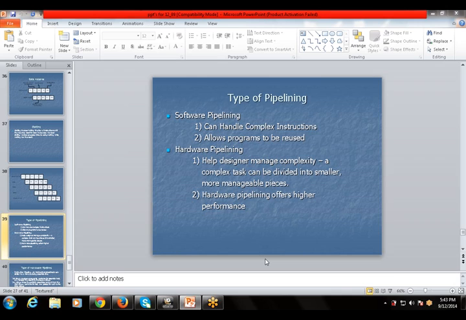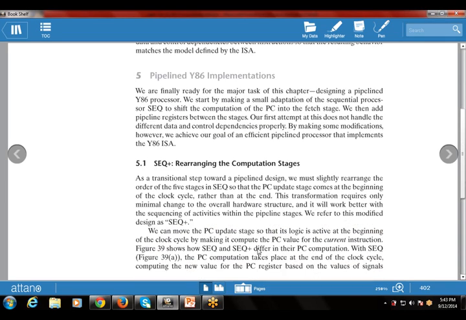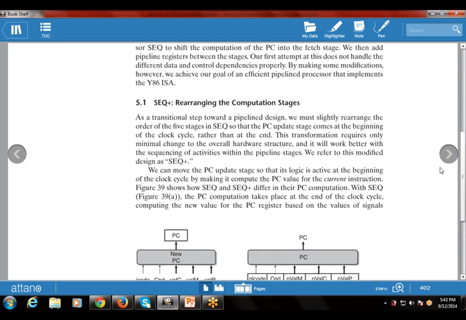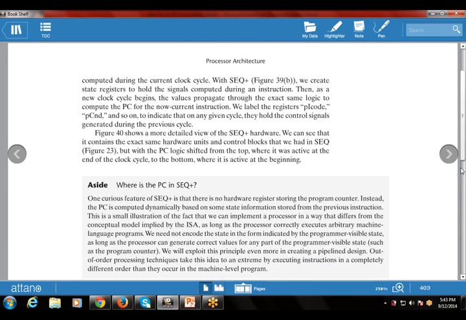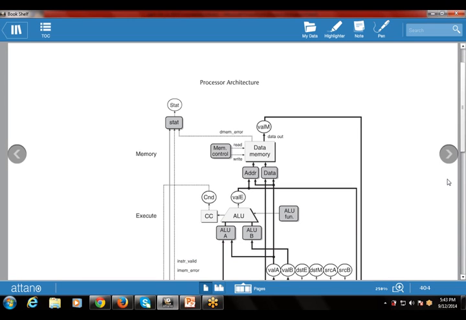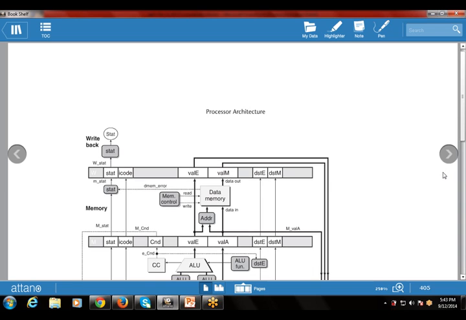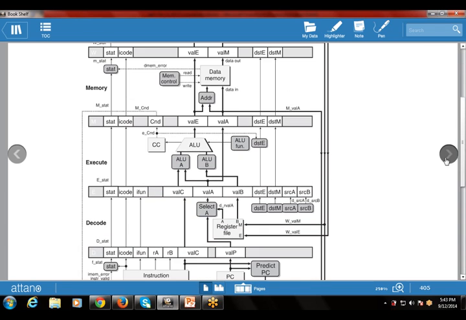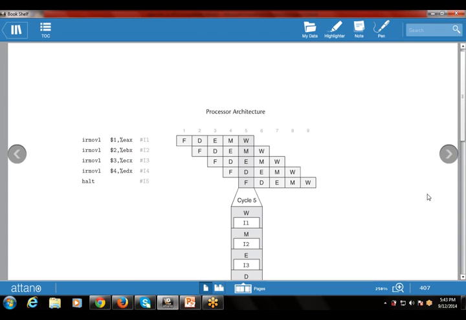So that's all for today's session. Pipelining is over. Now let's look at your book. This is pipelining implementation, which is covered in the next class. Yes, this is covered in the next class.